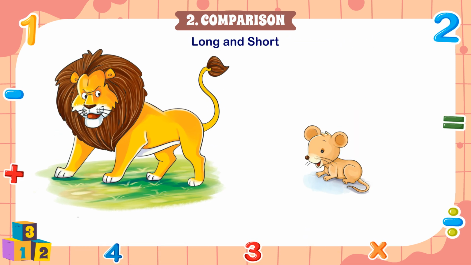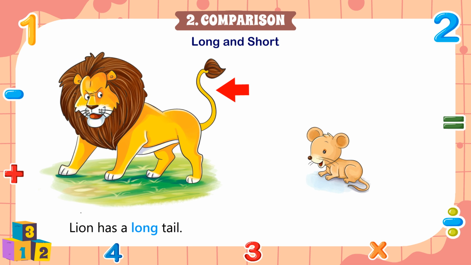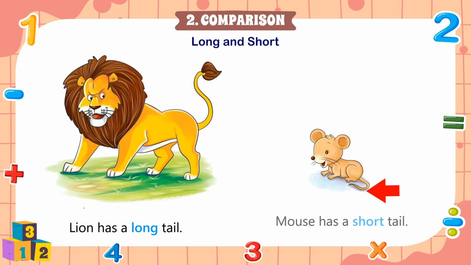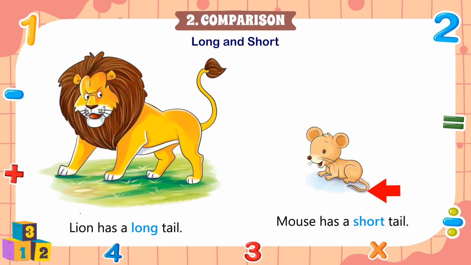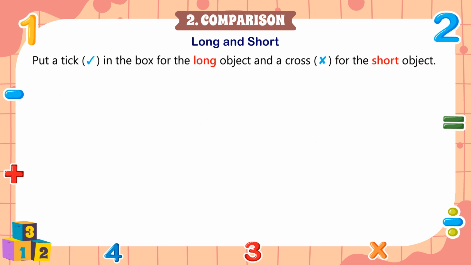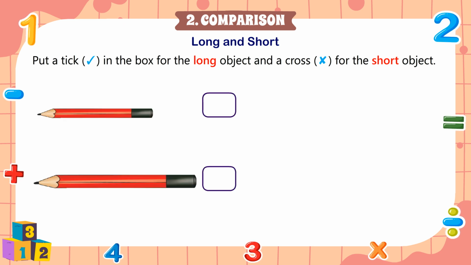Long and short. The lion has a long tail. The mouse has a short tail. Now let's take the long objects and cross the short one. Which pencil is longer? Yes, the second pencil is long and the first one is short. So let's take the second pencil and cross the first one.